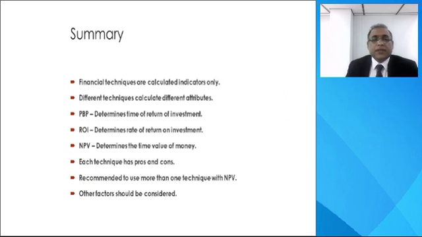Therefore, in summary, financial techniques are calculated indicators only and should be used with other factors. Different techniques calculate different attributes. Payback period determines the time required to return the investment. ROI determines the rate of return of the investment. Net present value determines the time value of money. Each technique has its advantages and disadvantages.